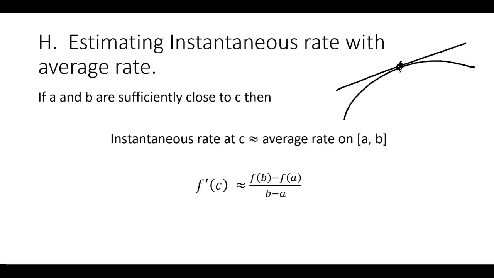But what you can do is pick 2 points that are really close to that and do a secant line instead. And the secant line, if it's close enough, should be about the same slope as the tangent line. The secant line is the average rate. The tangent line is the instantaneous rate. So my point here is that you can estimate an instantaneous rate with an average rate. These are very common AP FRQ type questions.